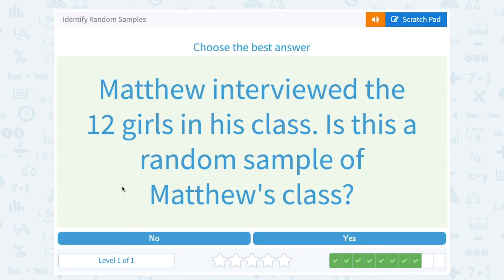Matthew interviewed the 12 girls in his class. Is this a random sample of Matthew's class? Well, again, no, he's interviewing just the girls, so he's not picking randomly, he's specifically picking the girls. So no, not a random sample.